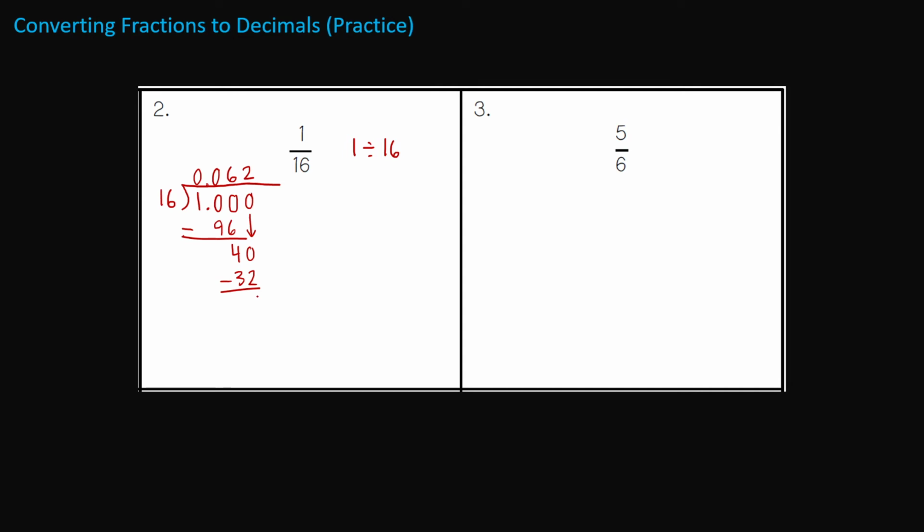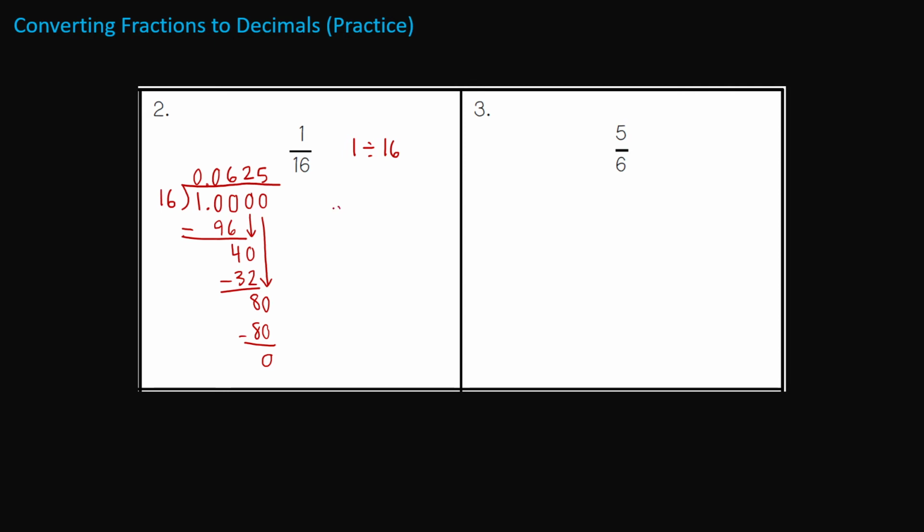40 minus 32 is 8. Add another 0, drop it down to the remainder. 16 goes into 80 exactly 5 times. 16 times 5 is 80. And we subtract, there is no remainder left.